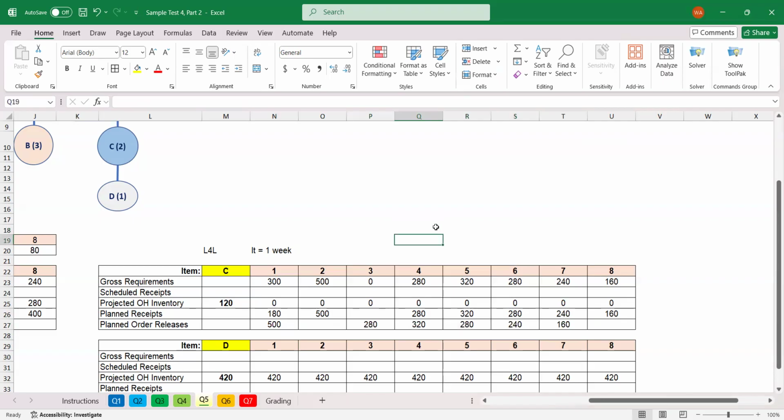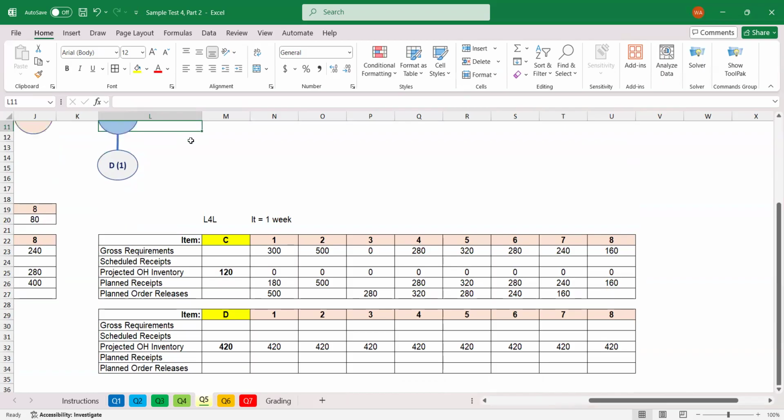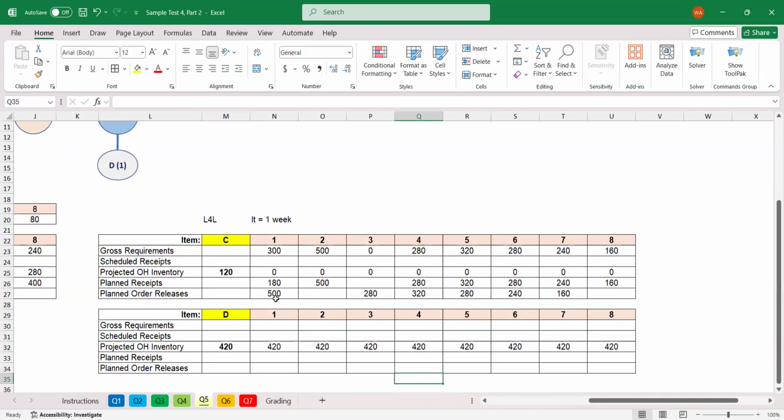Okay, so now we're down to our last item, which is item D. Now, item D, if you look at the diagram up here, feeds item C. Okay, so for every amount of product that's required, the number that I see here is a 1. Okay, and you're going to be dropping down your planned order releases. These guys here order from these guys here. Okay, so they'll order 500 parts. And because I see a 1 here, it's just like 500 multiplied by 1. It's the same as 500. Okay, and I'll drag this all the way to the end.